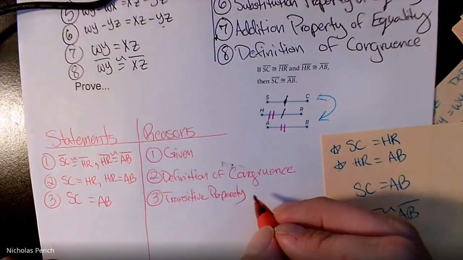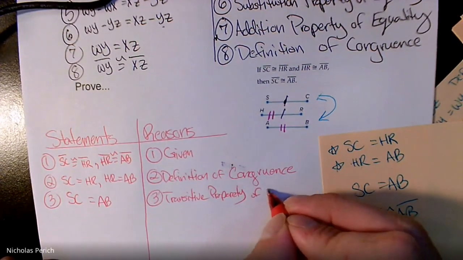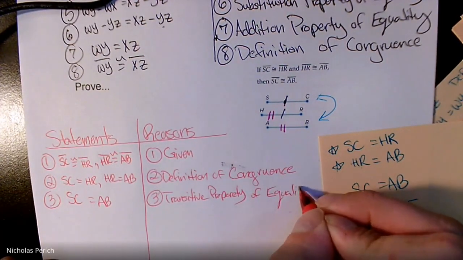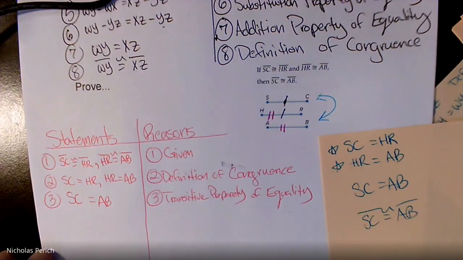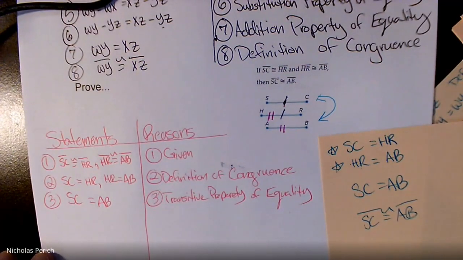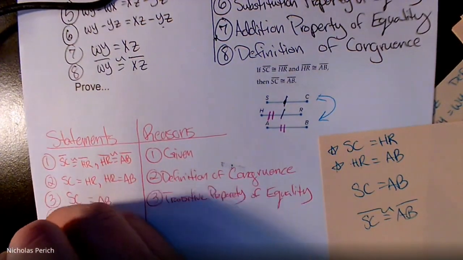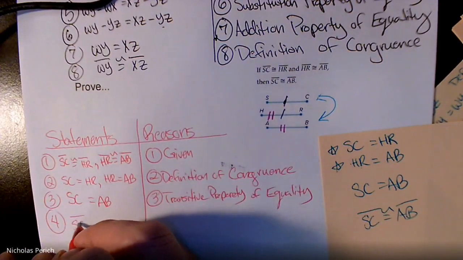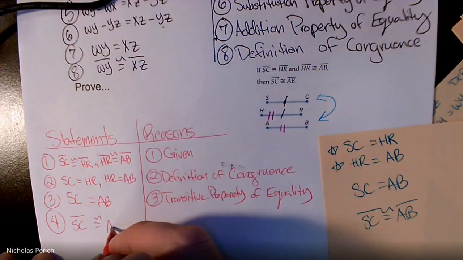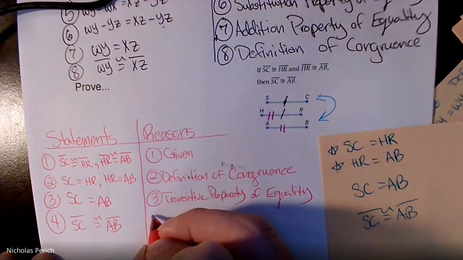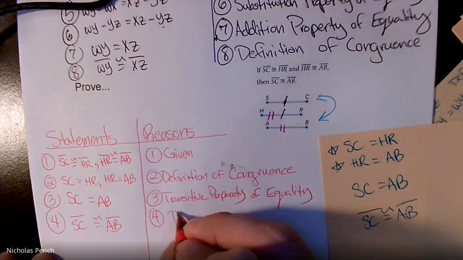Oh my gosh, I misspelled that terribly. Of equality. And then I'm done, baby. I'm done. Segment SC is congruent to segment AB by definition of congruence.